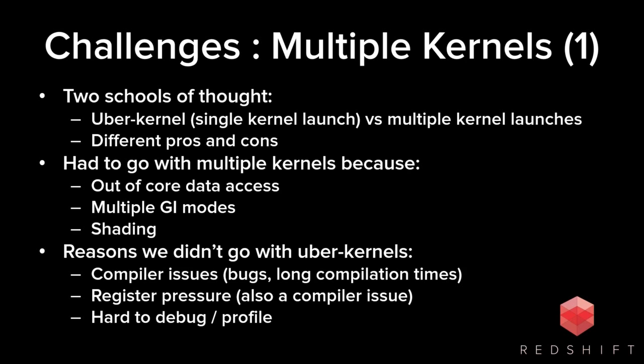Now, an additional reason we didn't go with an Uber kernel is because we found quite a few compiler issues, unfortunately, where there were some bugs. The compilation times were significant as well, which inhibited our ability to iterate. And register pressure was probably also a compiler issue. Unfortunately, it was uneven. Sometimes we change a few lines of code, and now we're using too many registers. So that made us a little bit nervous.